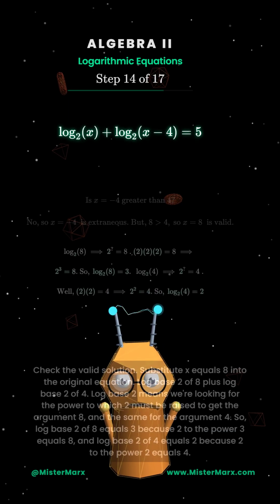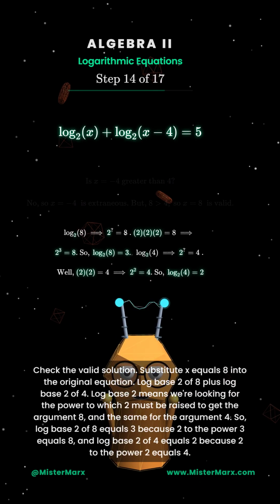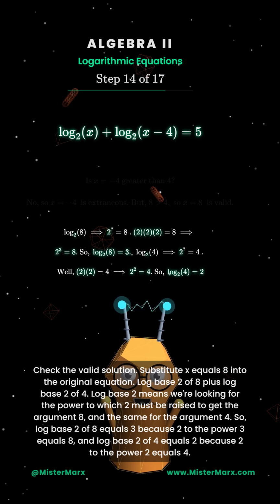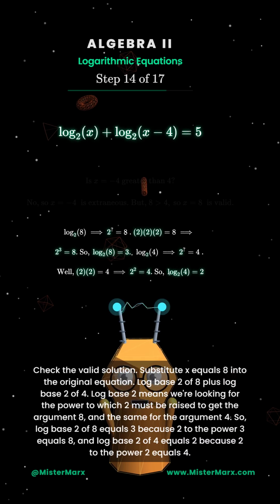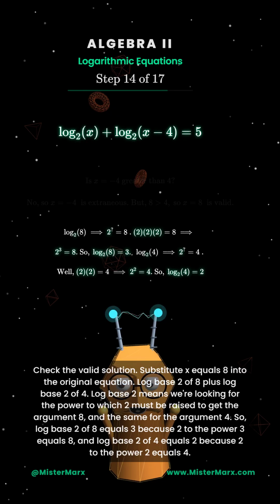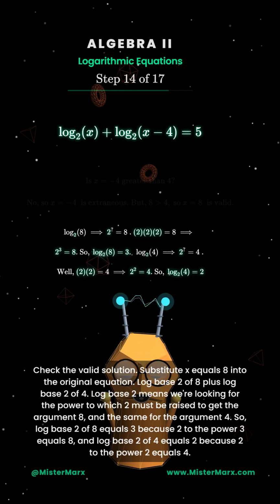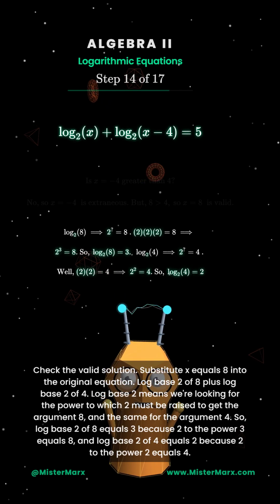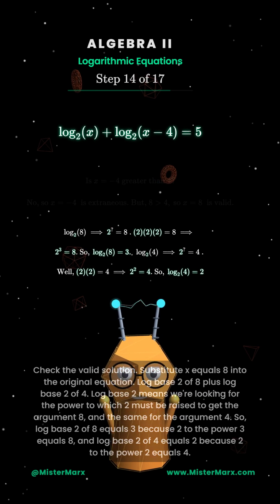Check the valid solution. Substitute x equals 8 into the original equation. Log base 2 of 8 plus log base 2 of 4. Log base 2 means we're looking for the power to which 2 must be raised to get the argument 8, and the same for the argument 4. So, log base 2 of 8 equals 3 because 2 to the power 3 equals 8, and log base 2 of 4 equals 2 because 2 to the power 2 equals 4.